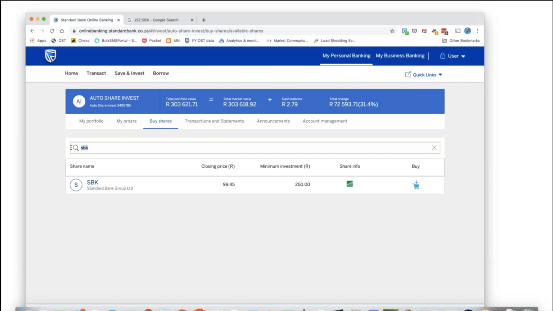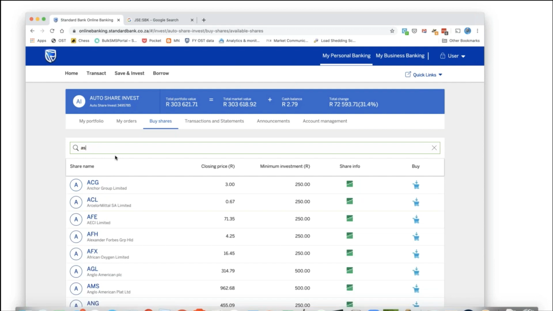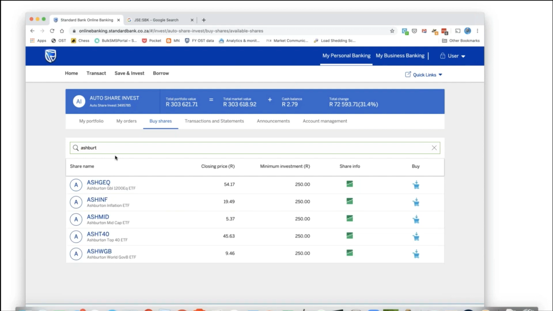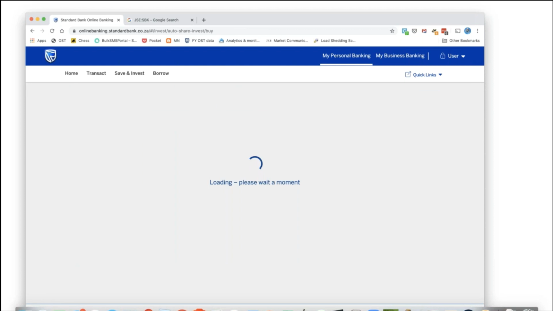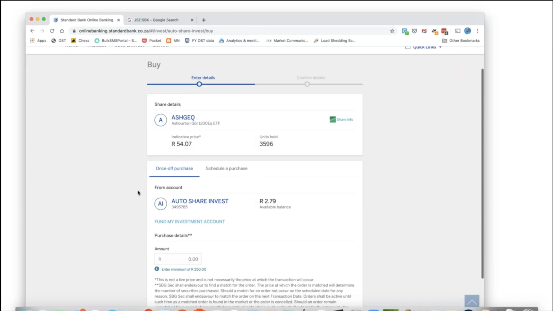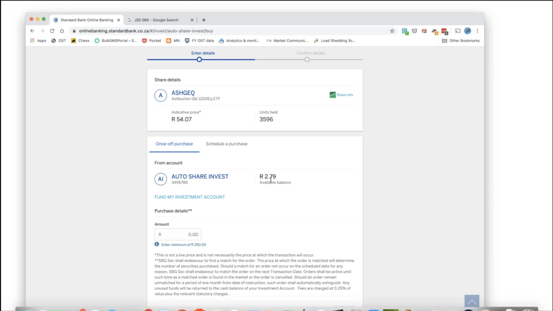The share I buy in this space is my Ashburton 1200, AshGEQ. As I said, I could have just typed Ashburton, and that would have listed all of the various Ashburtons available for purchase. Click the buy button. Now you're going to tell me immediately, hang on a sec, there's an indicative price. I already hold some of these units, 3,596 in total, and I can see that my current account balance is R2.79.